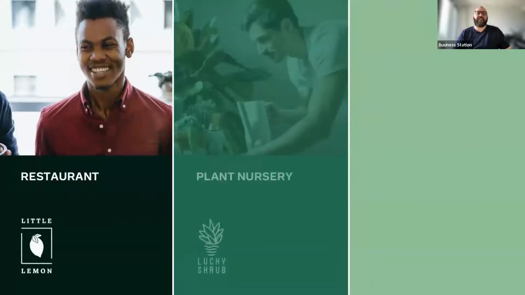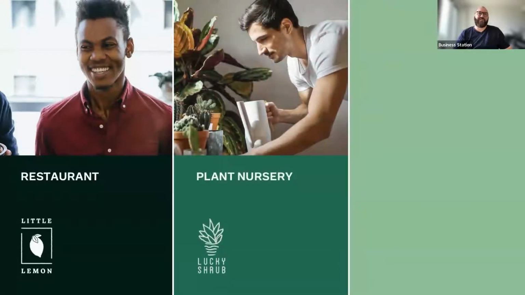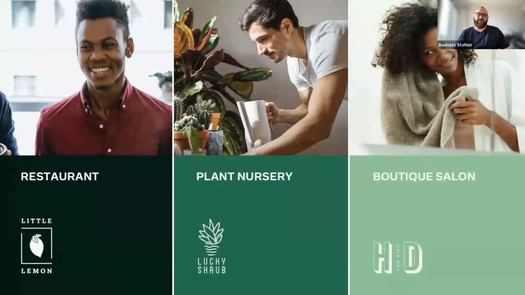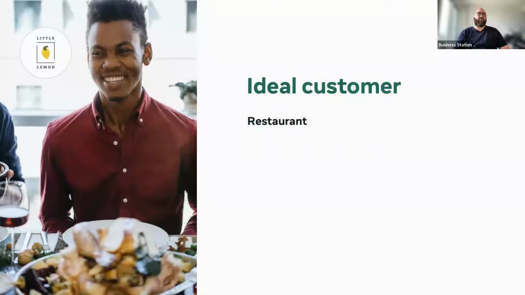So let's take a look at some sample audiences that businesses might create. I've got an example with Little Lemon, which is a restaurant, a Mediterranean-based restaurant. Secondly, Lucky Shrub, which is a plant nursery, particularly working with succulents, and Hair Day, which is a boutique hair salon. So what we're going to do is look at these as just general examples of the kinds of business that might be looking to have their ads.